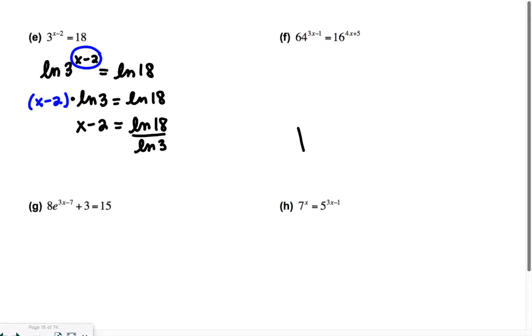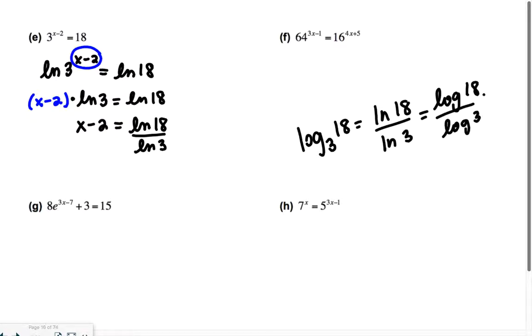Do you guys remember the change of base formula, which said, if I have log base 3 of 18, it's natural log of 18 over natural log of 3. Or it's log of 18 over log of 3. Do you guys remember this from Algebra 2? Or it's log base 7 of 18 over log base 7 of 3, it can be any base that you want. Whatever thing you started with here, you did it on both sides, you would end up dividing. That's where that comes from. That's why the change of base formula works the way it does.